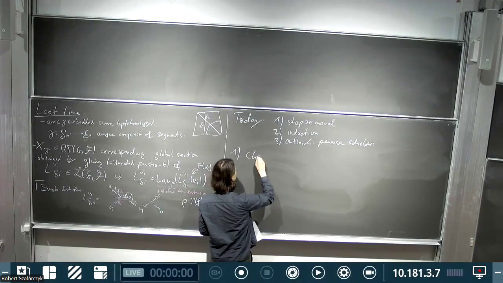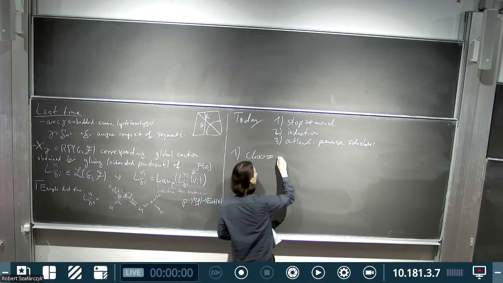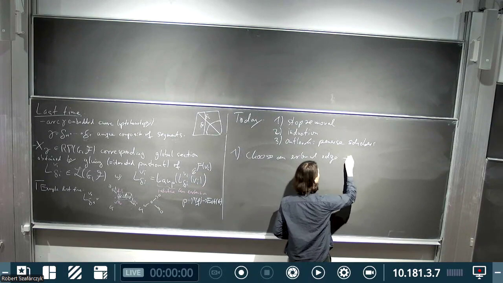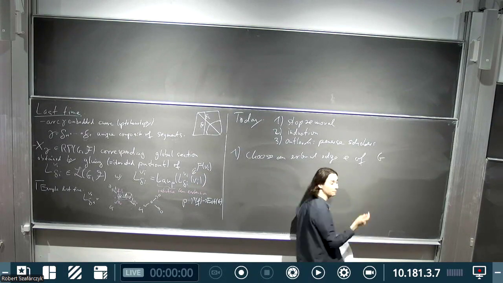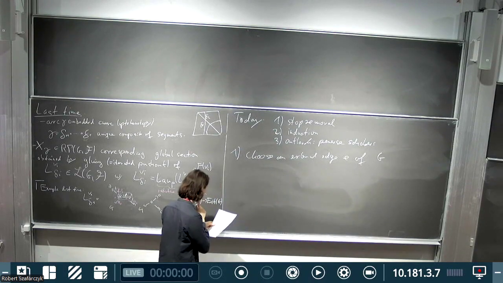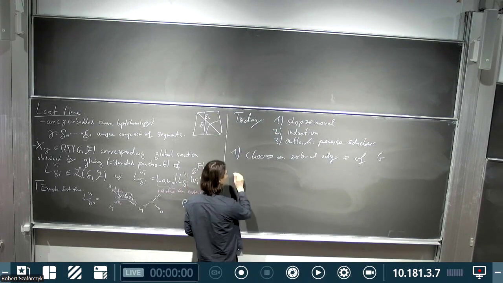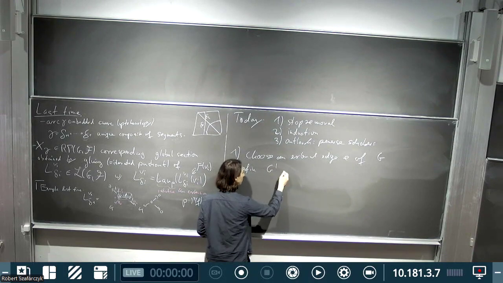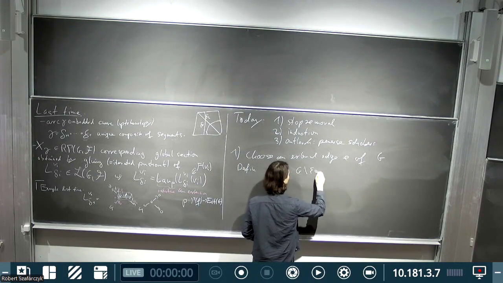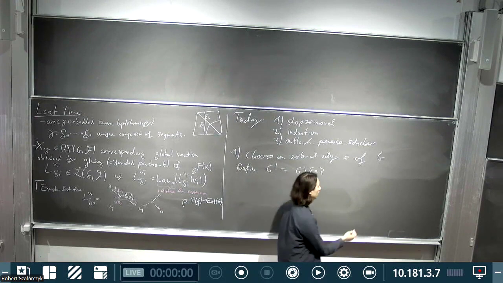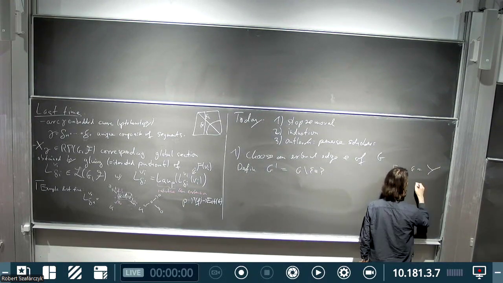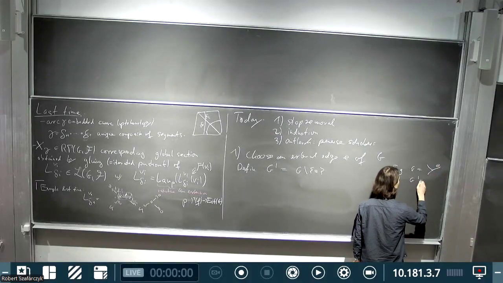Let's choose an external edge E of G. So G is a spanning graph of a surface. And then we define G prime by basically removing the edge from G. So for example, if G was this graph, with this being E, then G prime is simply this graph.